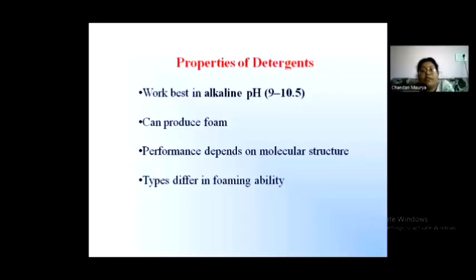The properties of detergents are dependent on the molecular structure of the monomer. The ability to foam may be determined by the head group. For example, anionic surfactants are high foaming, while non-ionic surfactants may be non-foaming or low foaming.